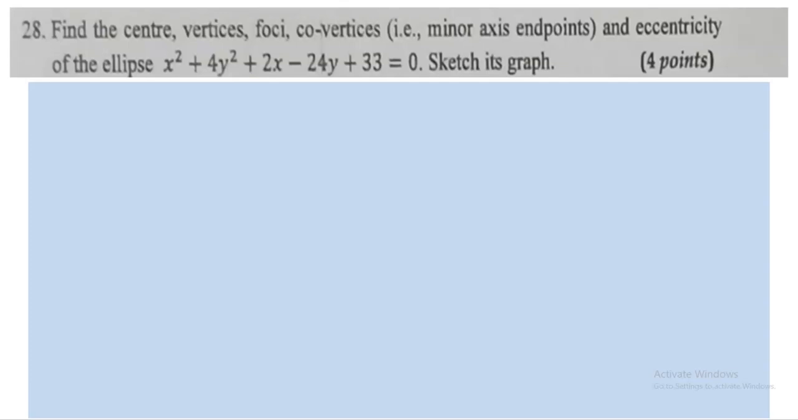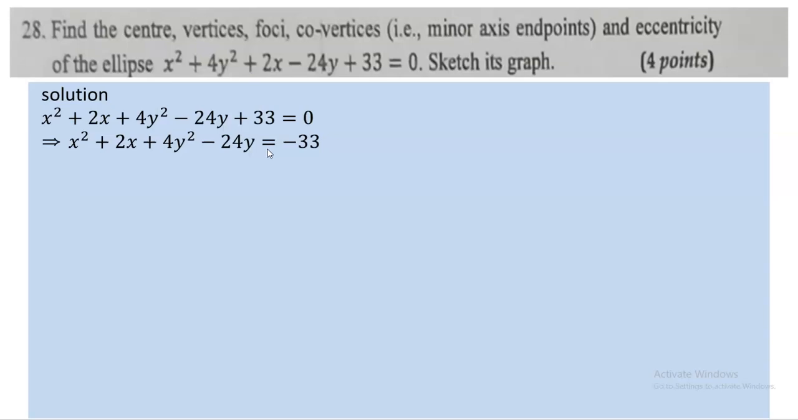It says find the center, vertices, focal points, co-vertices, and eccentricity of the ellipse given here. And finally, you are also asked to find the sketch. So the solution goes like this. As you see, the ellipse looks like this one.